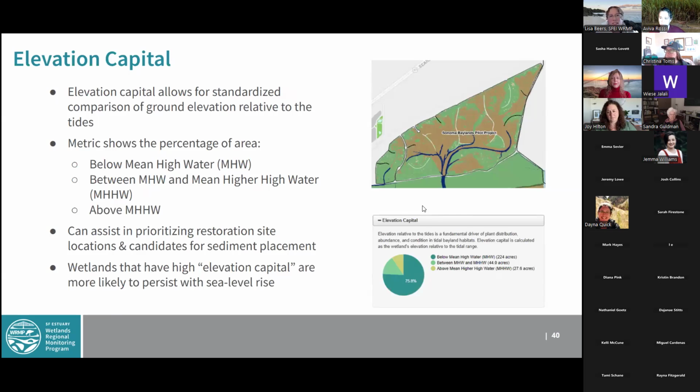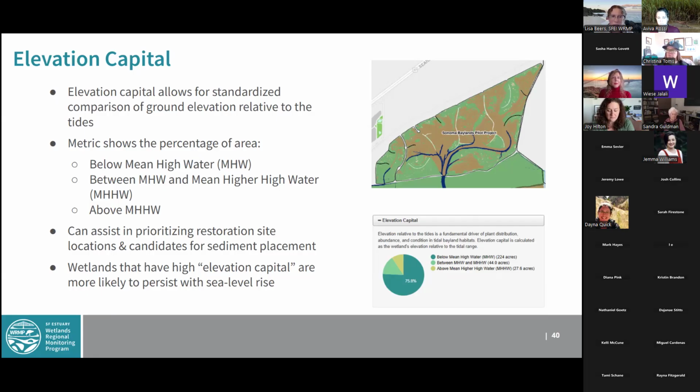And then finally, the last metric that we have within our profile tool is elevation capital. And so this allows for standardized comparison of ground elevations relative to the tides. And compared to other parts of the country or the world, since we have semi-diurnal tides, it's really important to not only look at elevation capital in terms of mean high water, but also mean higher high water. And there have been many studies that have shown that there's the most plant diversity at mean higher high water or above. And it's also where there's refuges for extreme high tides for our endangered species and other animals that use our wetlands.